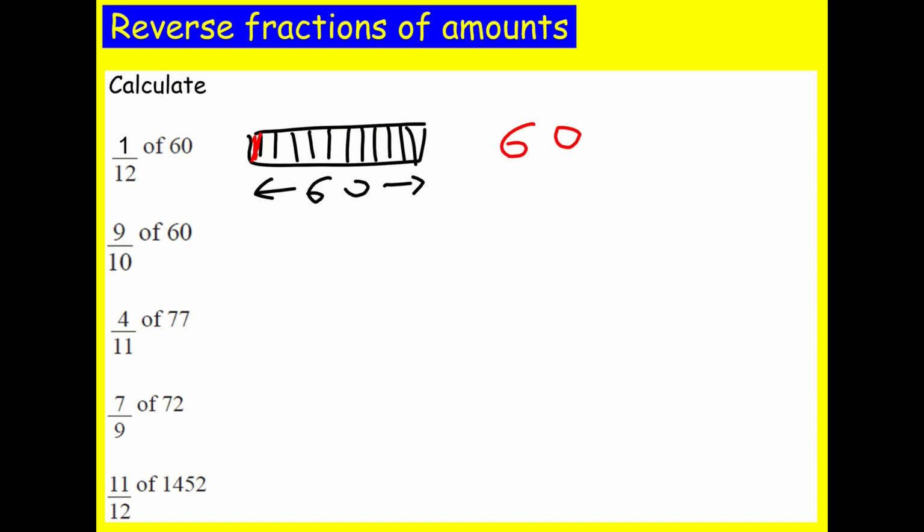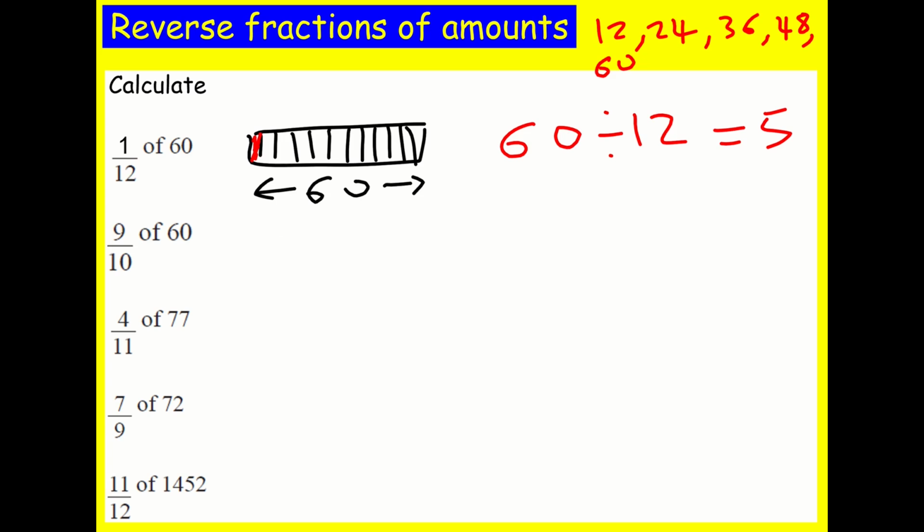Well, I need to do 60 divided by 12. It's the same thing. And then I either know this is 5, or I need to write my times table down for 12: 12, 24, 36, 48, 60. It's the 5th one. Okay, let's keep going.